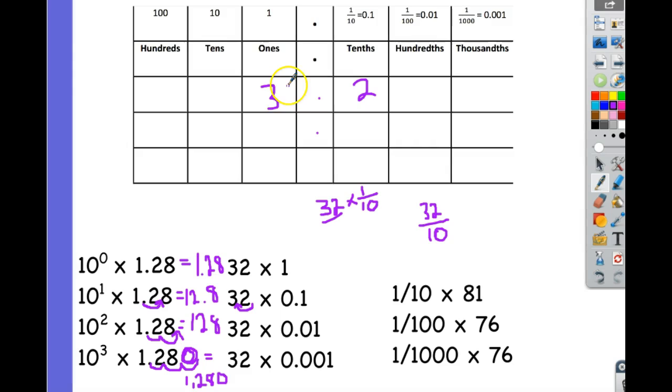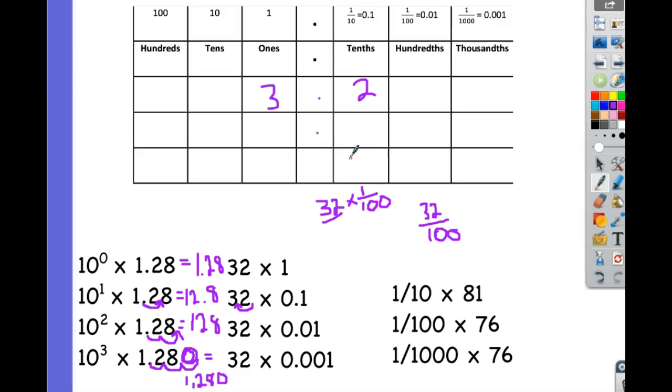Okay, I'm moving over to the left once, and I'm moving it in my place value chart over to the right once because it's going to become smaller. So again, 32 times 1/100th. Okay, so I'm going to use the same example right here. 32 times 1/100th would equal 32 hundredths.